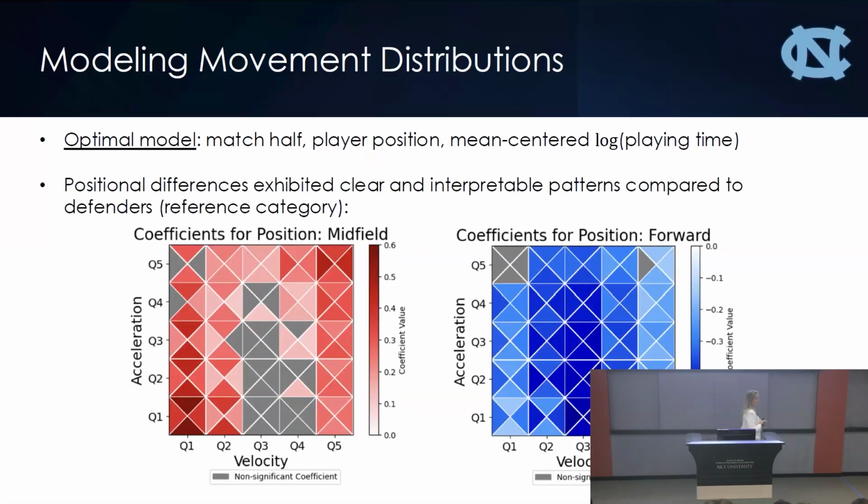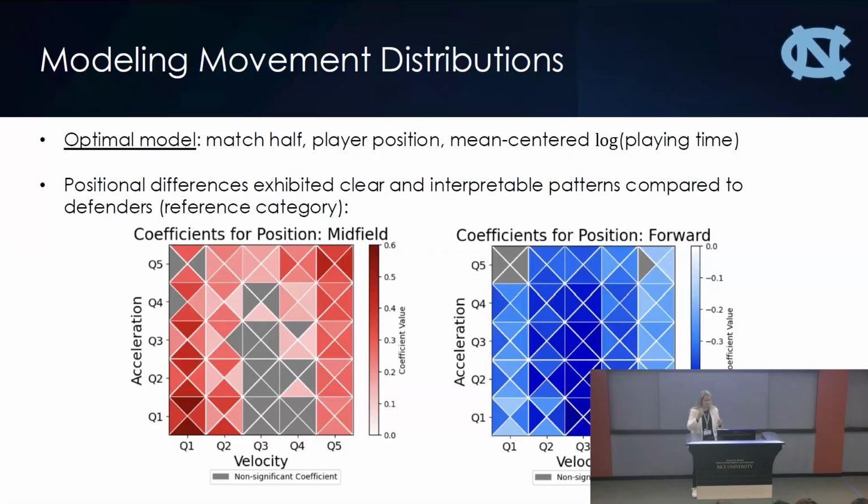Additionally, we looked at position. So defender was treated as a reference category. So both of these coefficients are with respect to defenders. So we can see here we get clear positional differences, and they are in line with what we would expect. So on the left-hand side, we have midfielders compared to defenders, and we can see they spend more time in these low acceleration, low velocity, high acceleration, high velocity areas than defenders, which may be more typical of a midfielder running up and down the field rather than a defender, right?